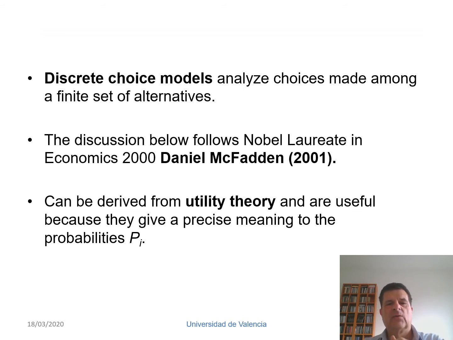But here we are going to use econometric models that are well established in the literature, and in particular we're going to use discrete choice models that analyze the choices made among a finite set of alternatives by rational individuals constrained by a budget. The discussion that continues right here is going to follow the Nobel laureate in economics 2000, Daniel McFadden, and it can be derived from utility theory and is useful because it gives a precise meaning to the probabilities P sub i.